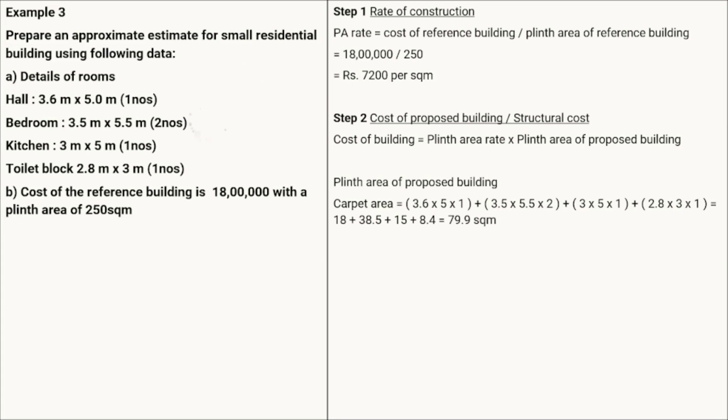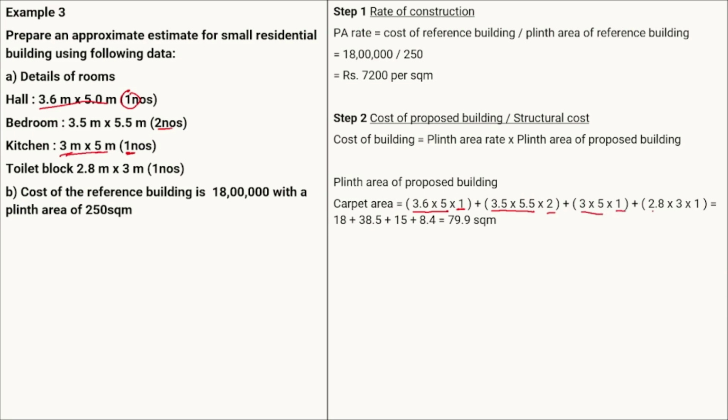Now the carpet area, that is the area under the rooms, will be equal to the sum of the areas of the rooms. The hall area is given as 3.6 meter multiplied by 5 meter, and the number is 1. So it is 3.6 multiplied by 5 multiplied by 1. Similarly for the bedroom it is 3.5 meter by 5 meter, and the number of rooms is 2. For the kitchen it is 3 meter by 5 meter and the number is 1, so 3 multiplied by 5 multiplied by 1.